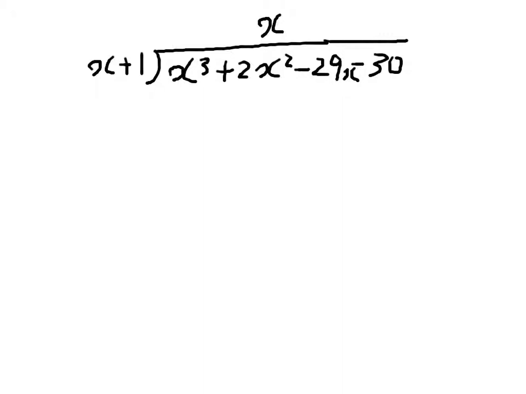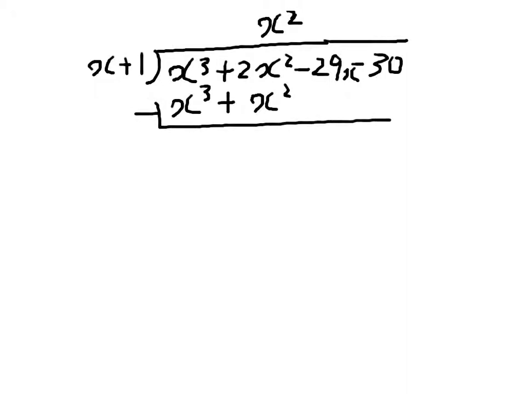So I'm going to write x squared on the roof of the bus stop, and then I'm going to verify it by x times x squared. So that's x cubed, write it underneath. And then I'm going to do 1 times x squared is x squared. I'm going to find the remainder by subtracting. So I'm going to have x cubed take away x cubed, that's nothing. And 2x squared minus x squared is x squared.